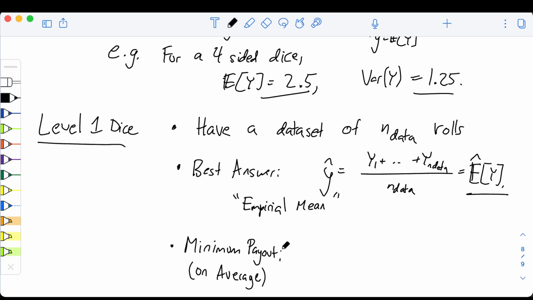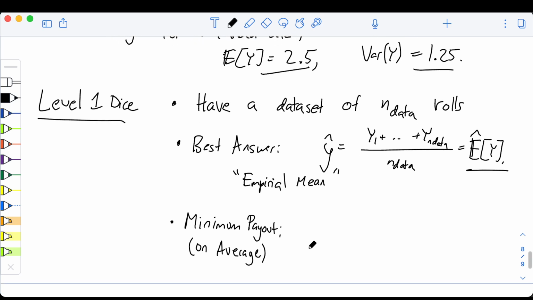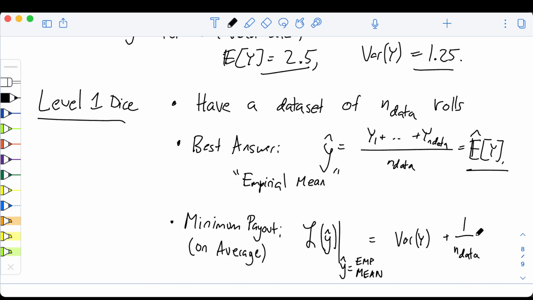And I will give you the exact formula right now. The minimum payout, which is the minimum of the loss of y hat, when y hat equals the empirical average. I'll just write emp mean over here. So when you do the best possible thing, you have the best possible strategy, what is your payout? It is the variance of y. That was, like before, the irreducible error. But there's a little bit more. And that little bit more is 1 over n data times the variance of y again.